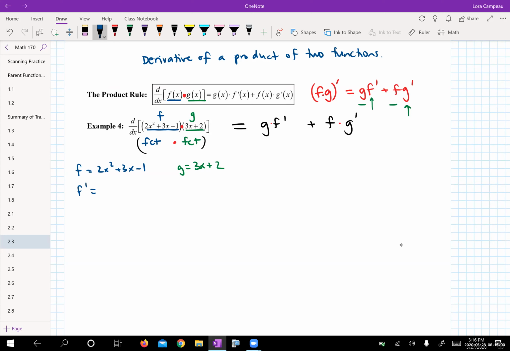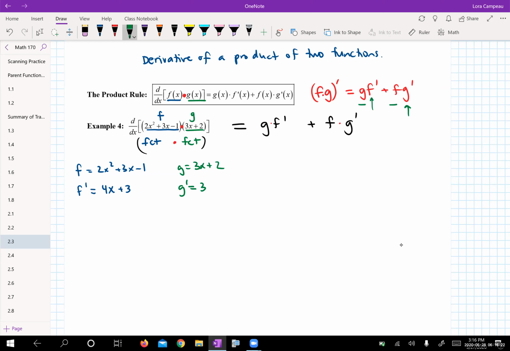So F prime, if we were going to calculate the derivative of 2x squared, that would be 4x. The derivative of 3x is just a 3. And then the derivative of -1 is 0. So we're good there. Then calculate the derivative of the second function. So that's G prime. So that's just a 3.